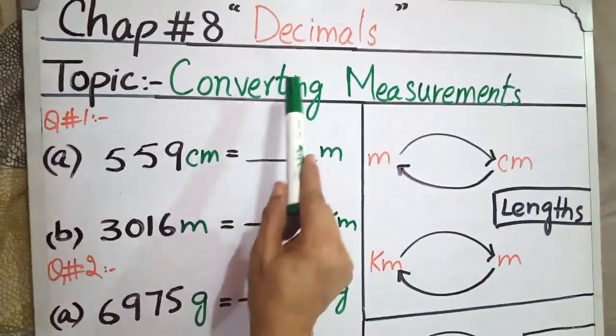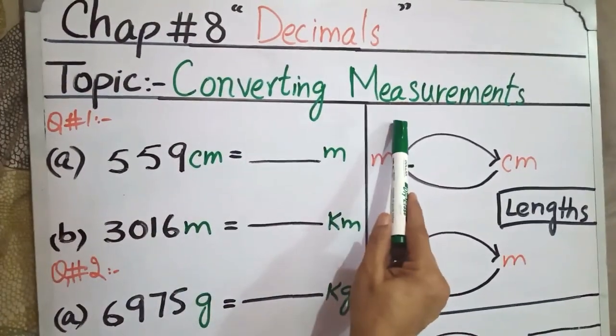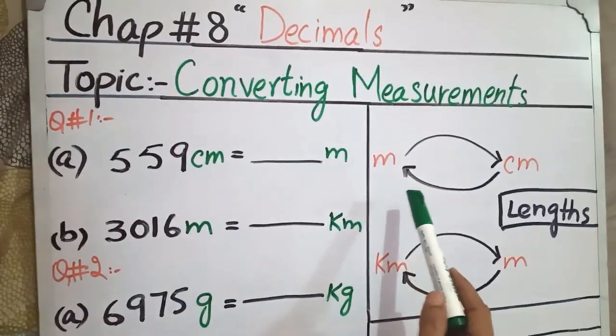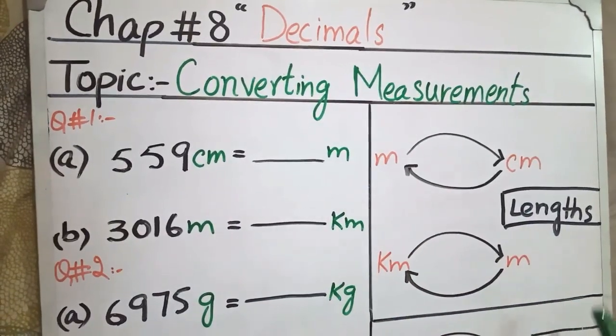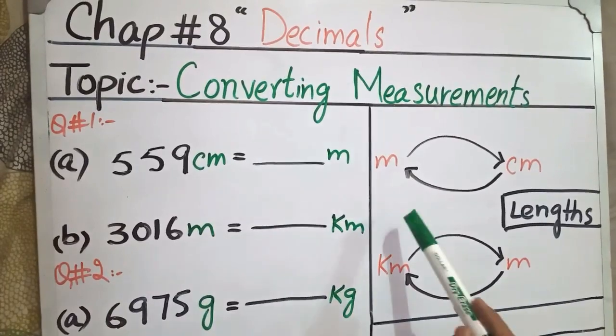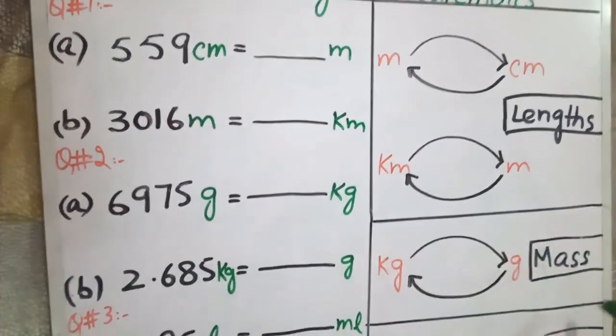In case of decimals, we are doing the topic converting measurements. Before starting questions, I will tell you about the measurements, about length, mass and volume, and how we will convert length, mass and volume.